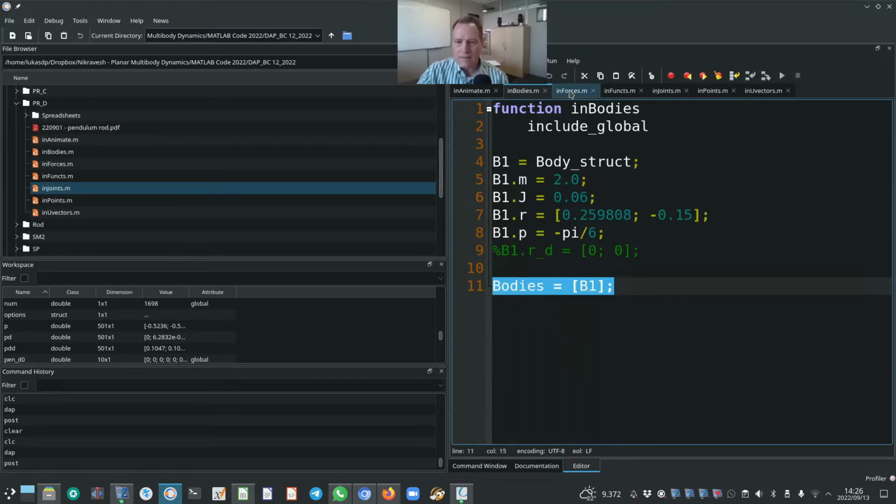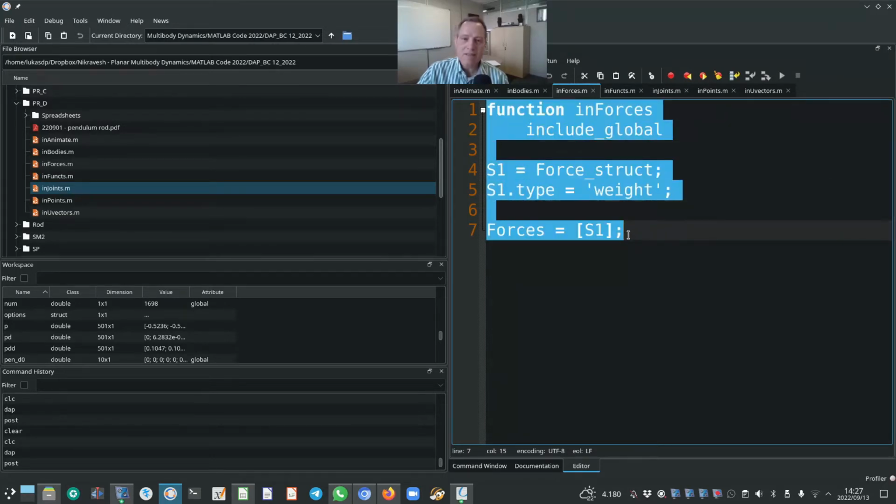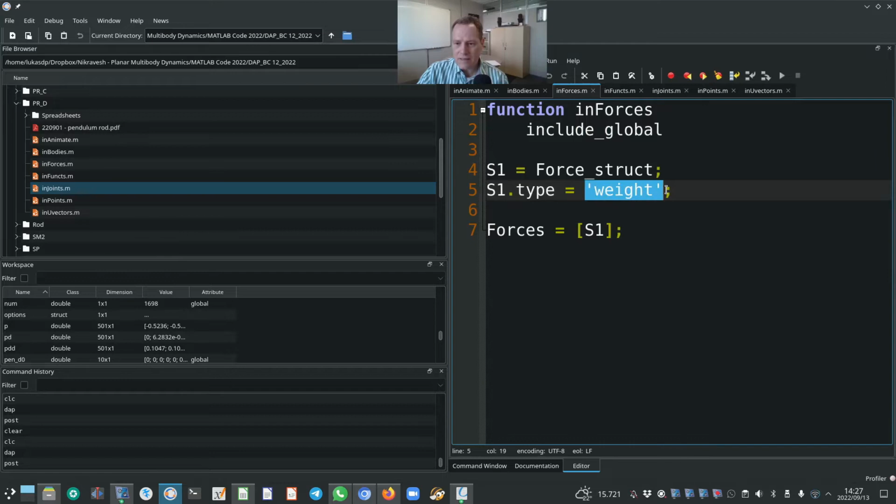Okay, so now in forces, this is the Matlab input file in forces. This looks exactly the same as we had previously with lecture 2. So it's only weight that's being applied. That's the only force acting on the system. Now I will talk about the input file in funcs a little bit later.